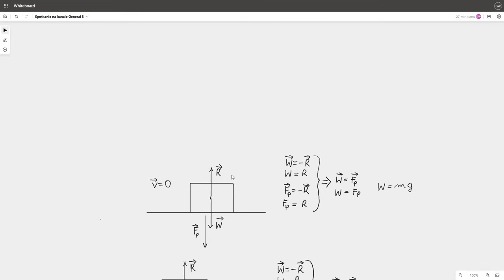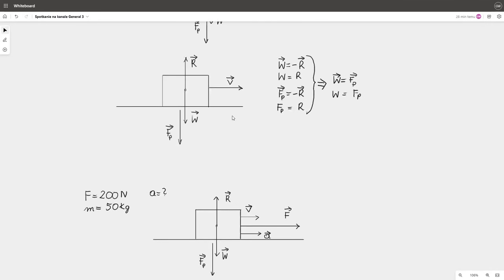So, three forces, weight, W, reaction force, R, and pressure force, Fp, have the same magnitudes. Magnitude of weight equals mass multiplied by g. You can see it here, where g is gravitational field strength. It is equal to acceleration due to gravity. So, pressure force is also equal to mass times g.